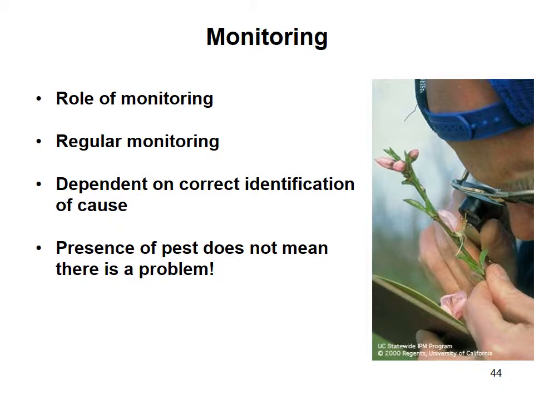The role of monitoring is to provide the farmer with information about pests and beneficials in a paddock, so they can make an informed decision about what, if any, actions are necessary. Regular monitoring constantly updates that information, so decision making can be precise and timely, but it's dependent on correct identification of the cause. So it's crucial that the person monitoring is able to make the correct ID. Important point here, presence of a pest does not mean there is a problem.